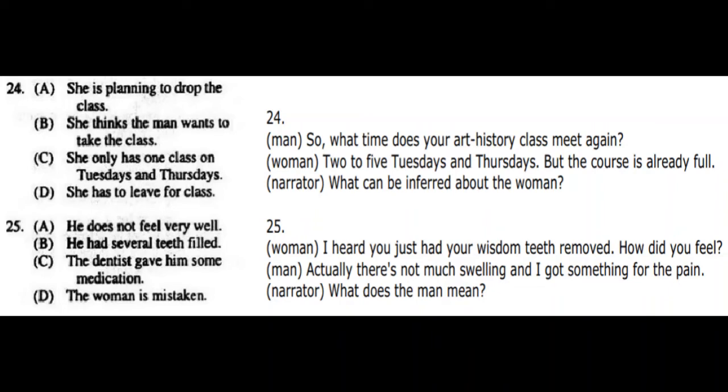Number 25. I heard you just had your wisdom teeth removed. How do you feel? Actually, there's not much swelling, and I got something for the pain. What does the man mean?